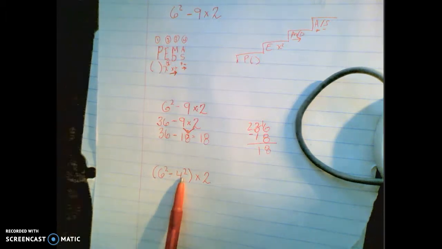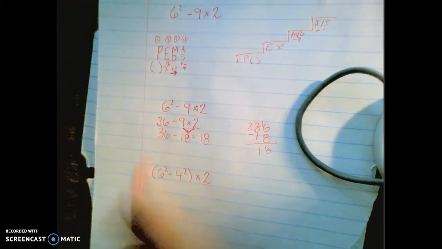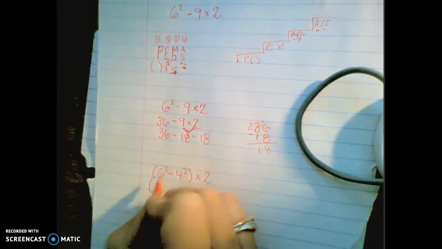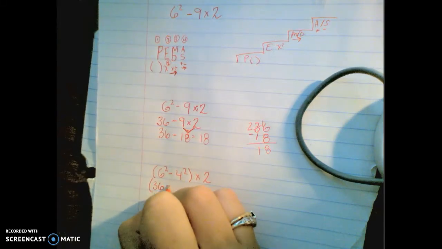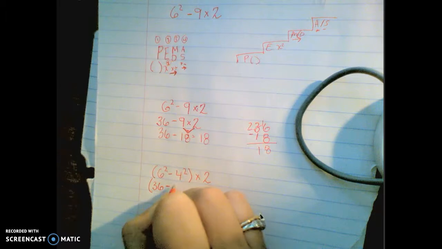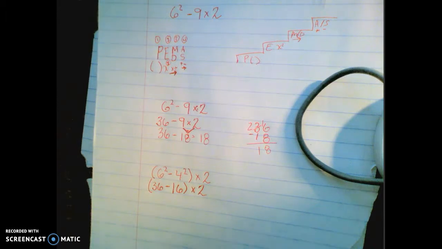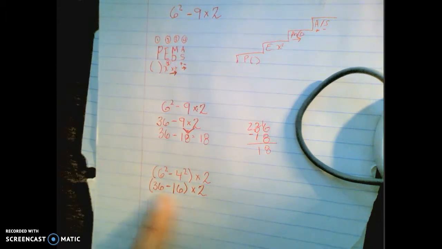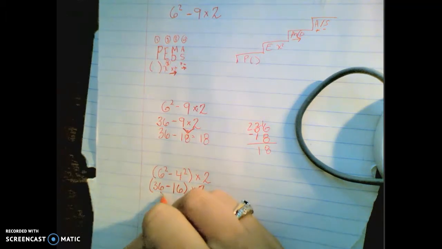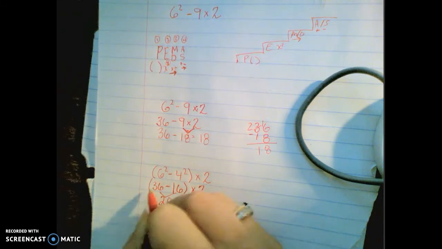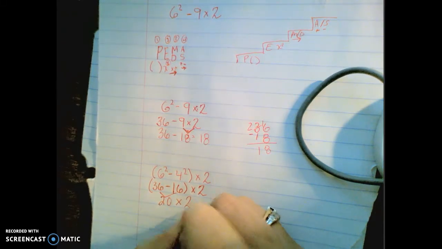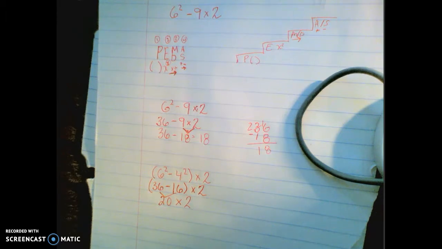So I have 6 squared minus 4 squared, no other parentheses. I do have exponents, so I'm going to solve those first. So again, it's all about that base. We have 6 squared, which is 36, minus 4 squared, 4 times 4, 16, parentheses, times 2. I rewrite the problem. I start again. Any parentheses? Yes, right here. I have 36 minus 16, which is going to be 20. So I have solved for those parentheses. I don't need them anymore. So now I just rewrite this. 20 times 2 would equal 40.